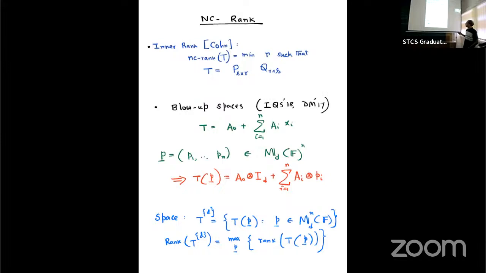Now notice that when I substitute these variables by pi, you are just operating with scalar matrices. There are no longer variables surviving. You have normal matrices and you talk about the normal rank. So the rank of the space is the maximum over all P of the rank of this matrix T.